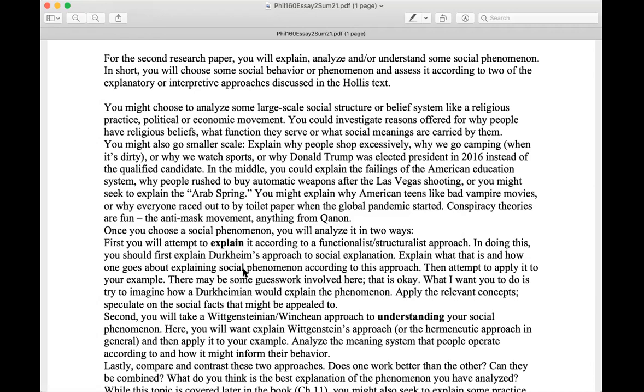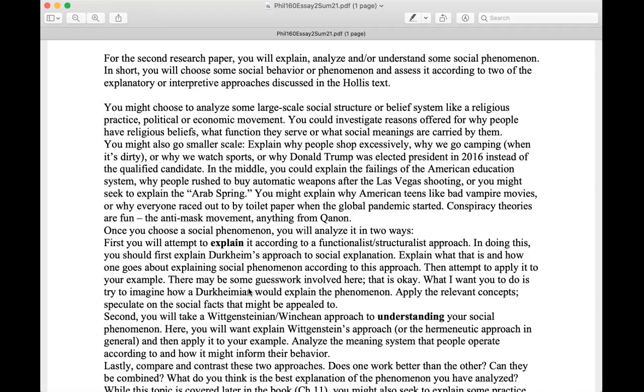You're going to want to, again, tell me a little bit about Durkheim. First, you want to say, this is the way that Durkheim approaches explaining a social behavior or phenomenon. Now, if Durkheim were going to try to explain my example, this is what I think he would say. Now, I do put on the handout here, there might be some guesswork here. The Durkheim approach is funny. You may have gathered that if you've watched the videos already, in that one is sort of guessing at the cause of certain social behaviors. Don't worry about that. Don't worry if you make the wrong guess.